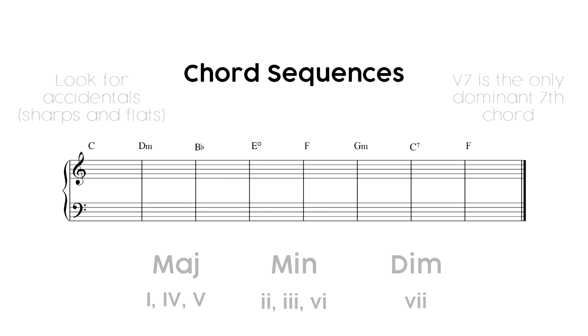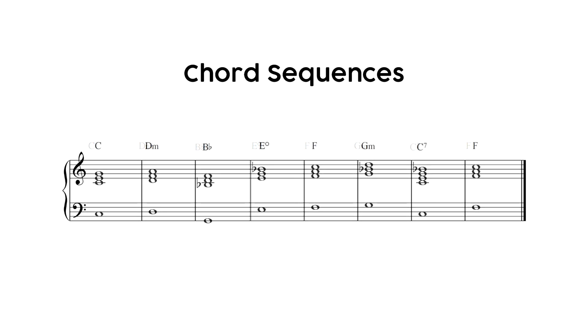So the first thing I would do when given this is write in the chords onto the stave. From this we can see that we have a B flat in the root of the B flat chord, a B flat in the 5th of the E diminished chord, a B flat in the 3rd of the G minor chord, and a B flat in the 7th of the C7 chord. So now we can write in that we have one flat in the key signature.